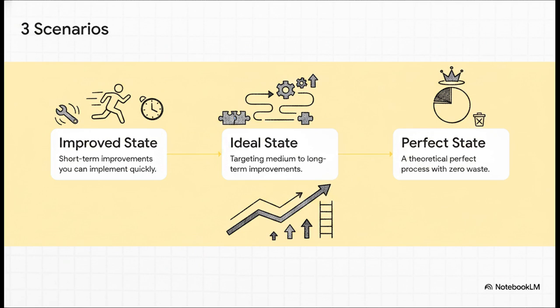Research shows you really need to define three distinct scenarios to transition safely. First, you have the improved state. These are your quick wins, short-term improvements you can roll out without totally upending your current operations. Next is the ideal state, targeting medium to long-term improvements that need bigger systemic changes. And finally, the perfect future state, which is this theoretical benchmark of a flawless process with literally zero waste. You grab the short-term wins first, build into the medium term, and always keep your eyes on that perfect horizon.